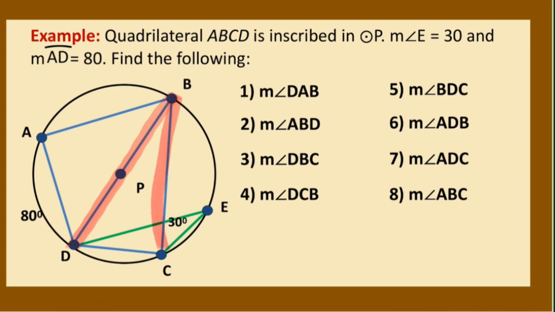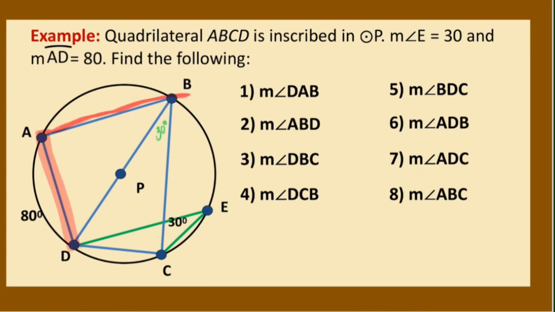So I'll start with this one. I see angle DBC and angle DEC share the same intercepted arc. So if DEC is 30 degrees, therefore DBC should also be 30 degrees. As simple as that. So I'll put 30 degrees here. Okay. Next. What else? Fresh from earlier, we have DAB.